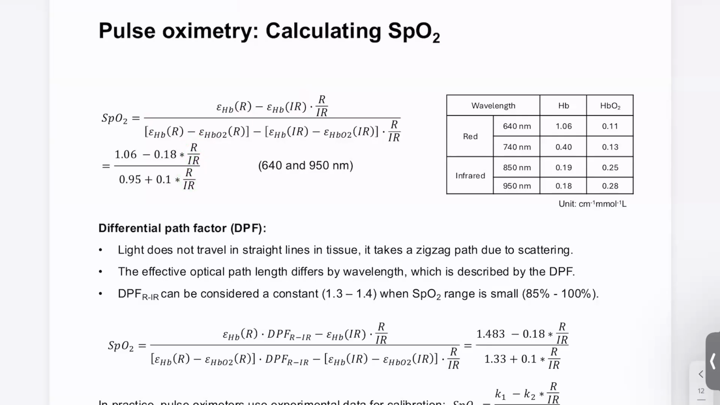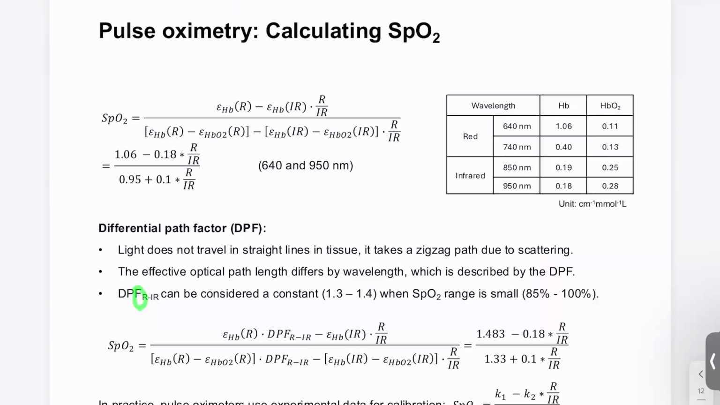Then one thing to make this more accurate is to consider that light doesn't travel in straight lines in tissue. They take zigzag traces, and depending on the wavelengths, their travel distance can be different. And this is captured by something called differential path factor, DPF.